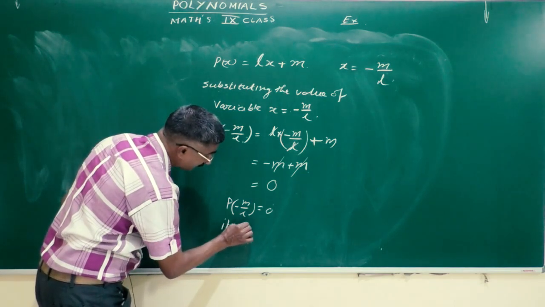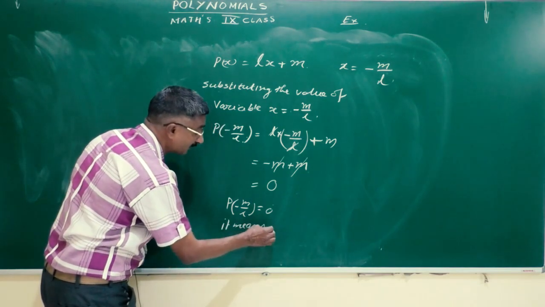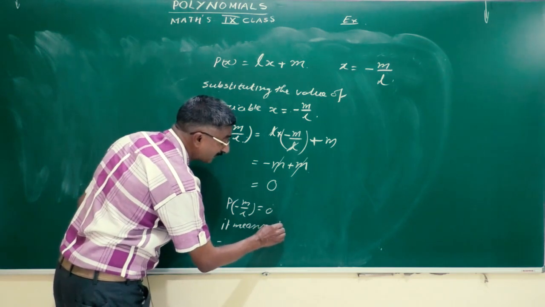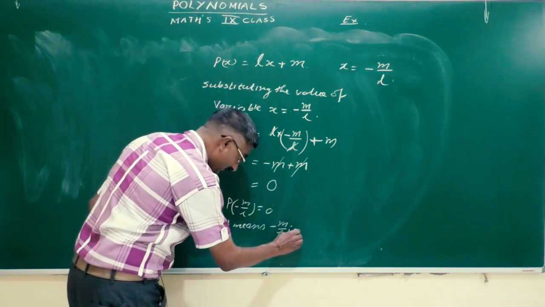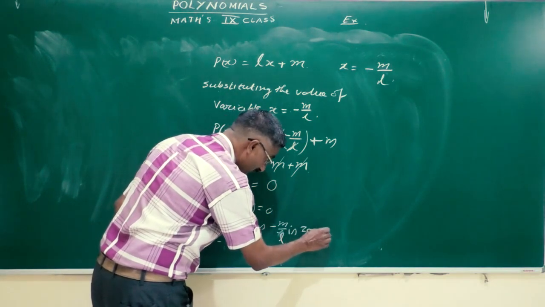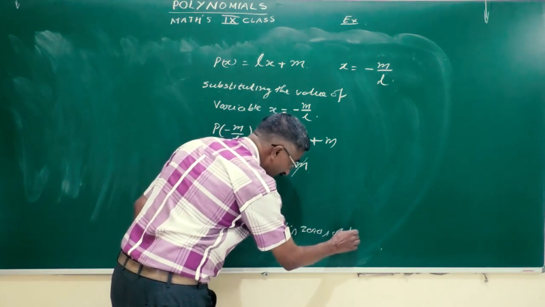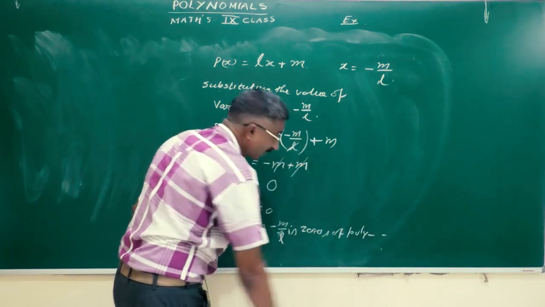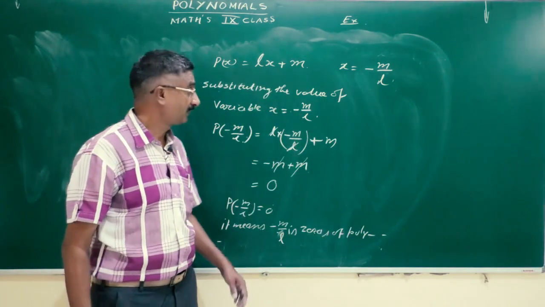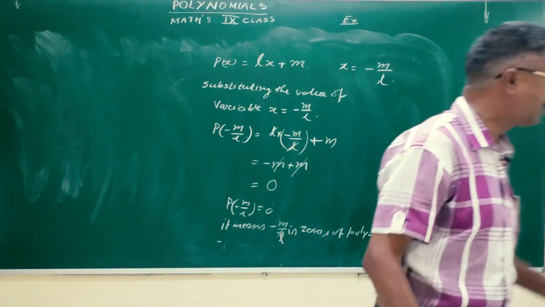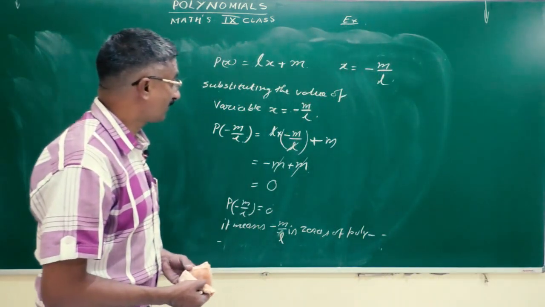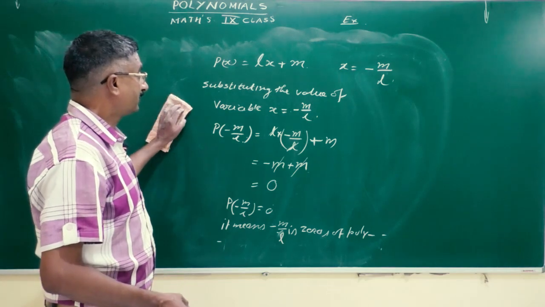It means minus m upon L is zeros of polynomial. Clear?